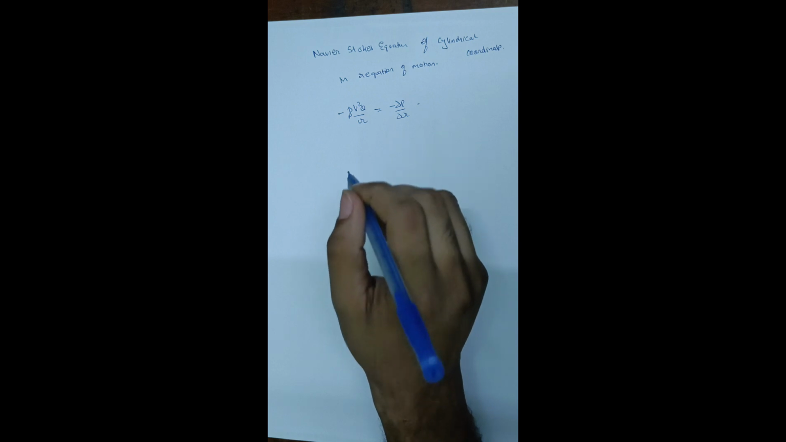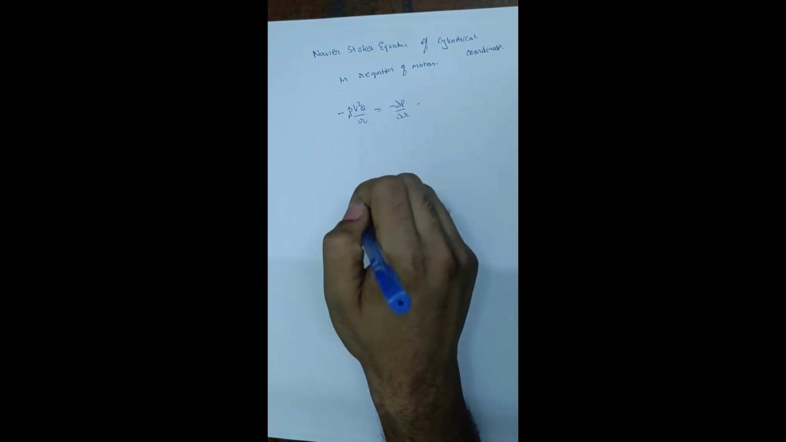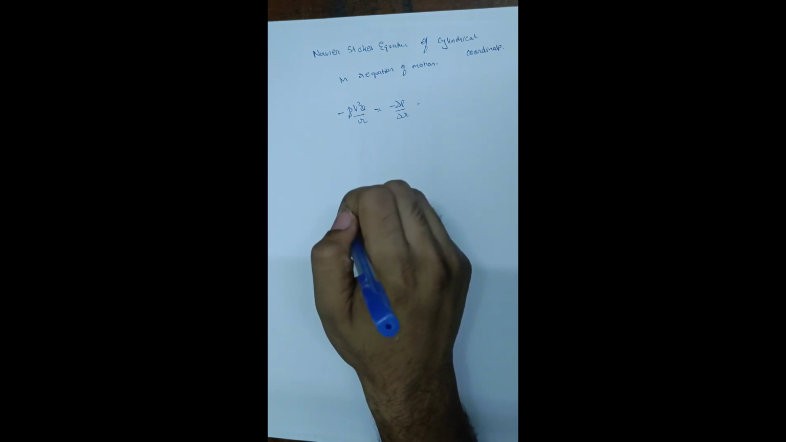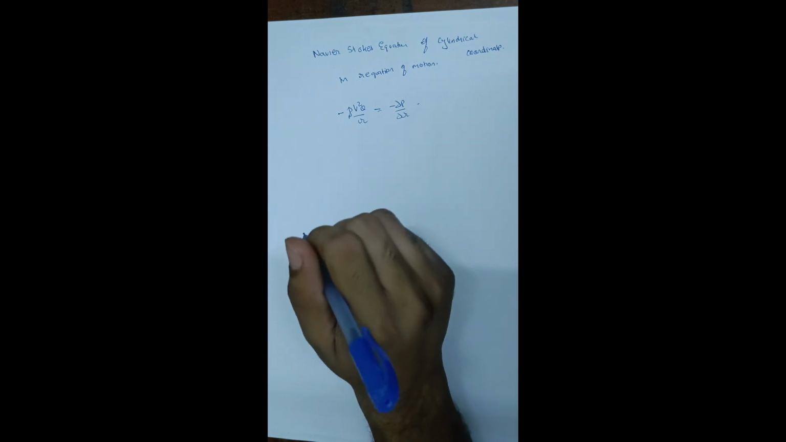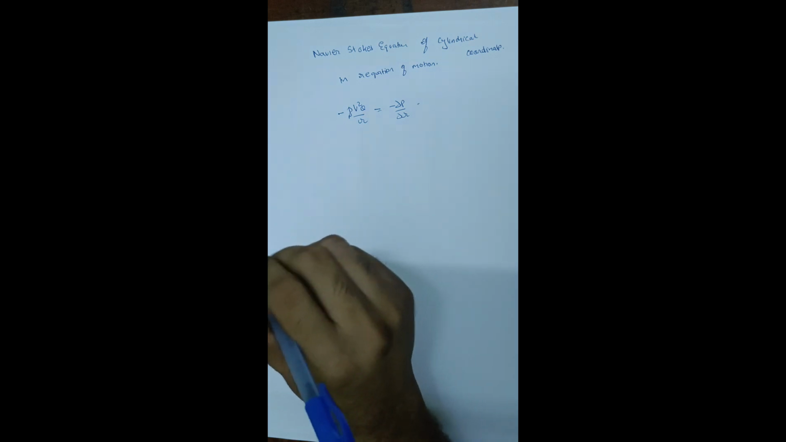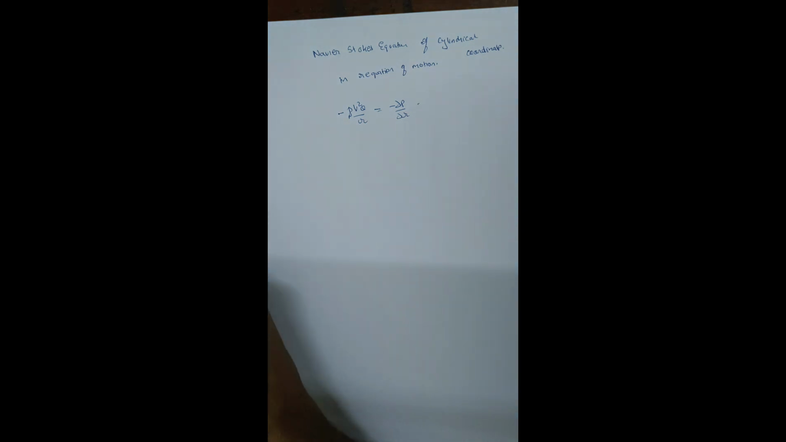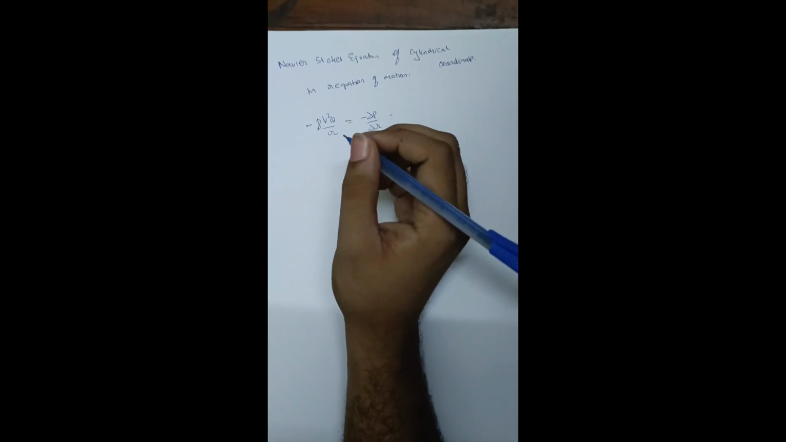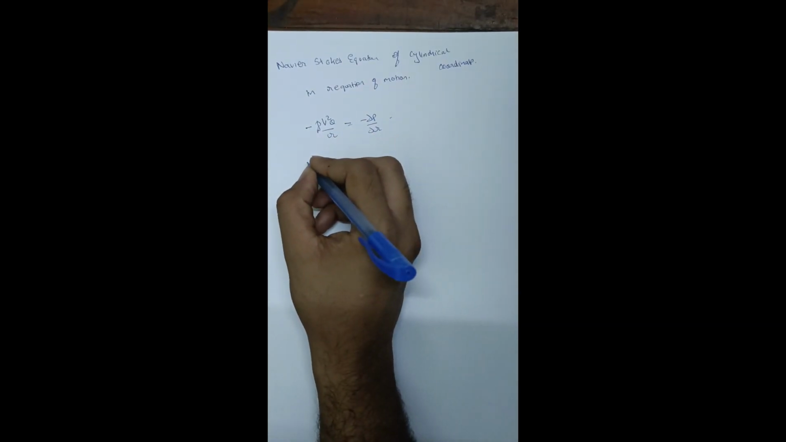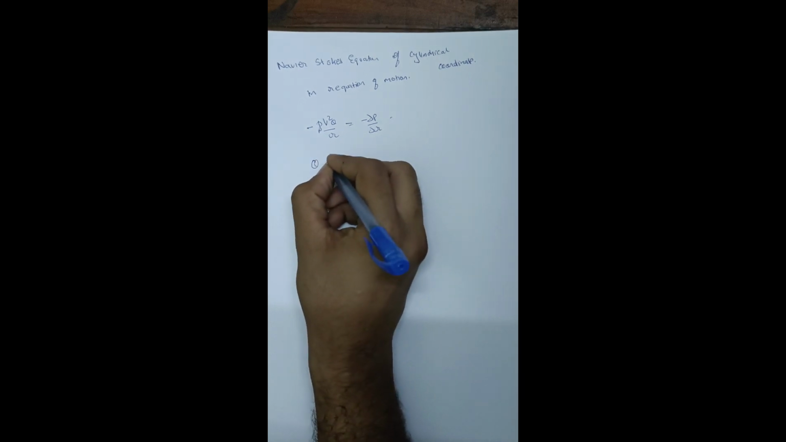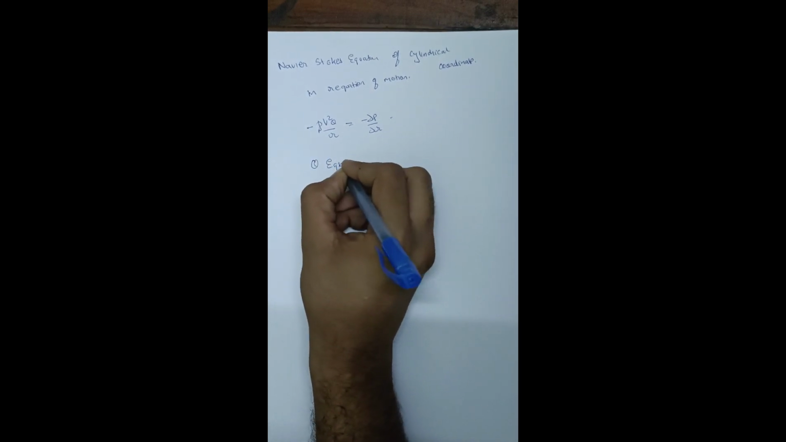Similarly, we are going to do the theta equation of motion and the z equation of motion. So let's start with the theta equation of motion. Now we will have the Navier-Stokes equation in the theta equation of motion.